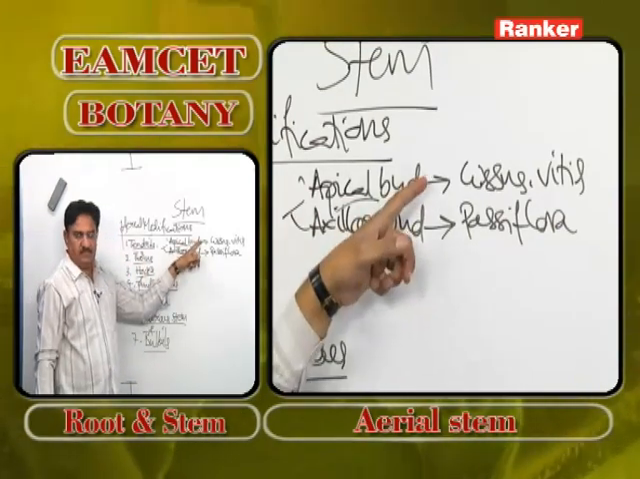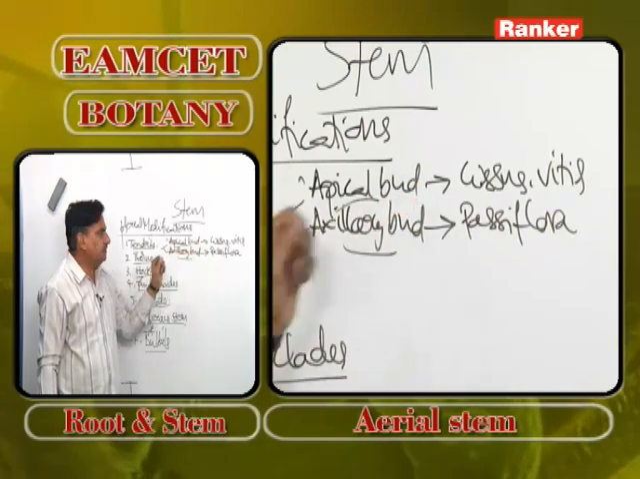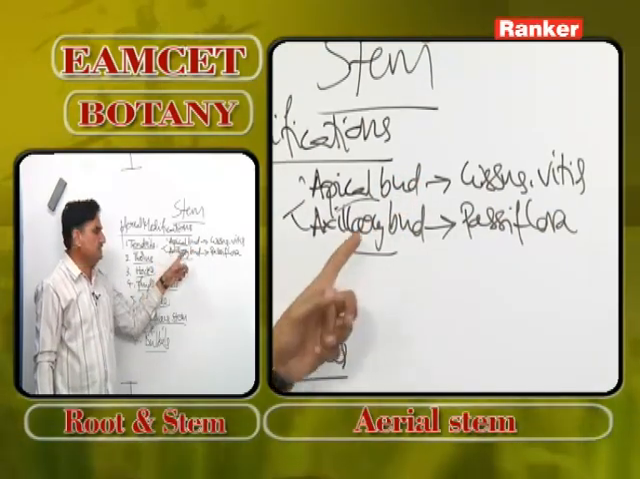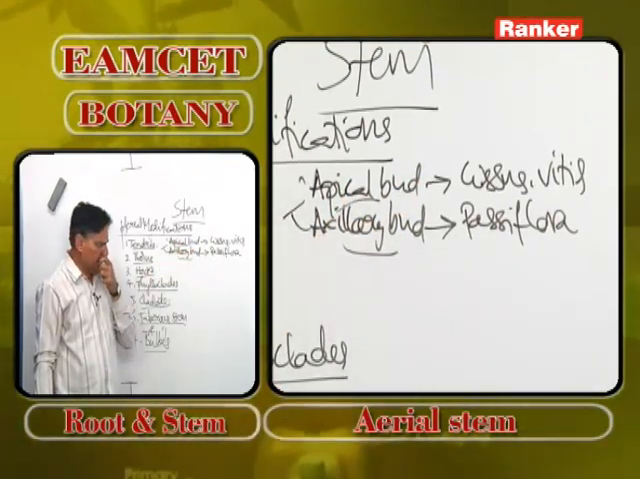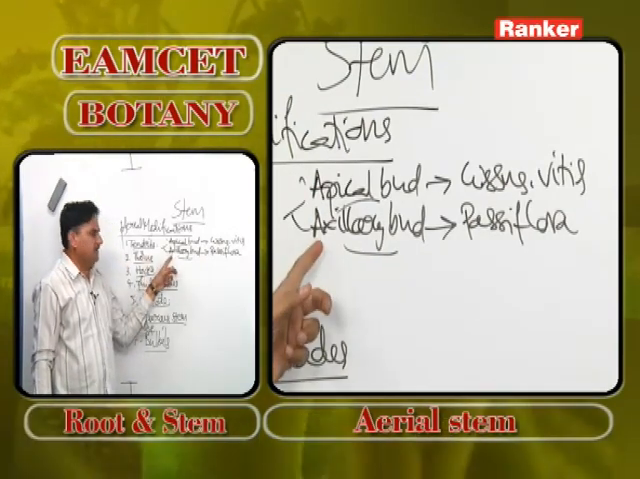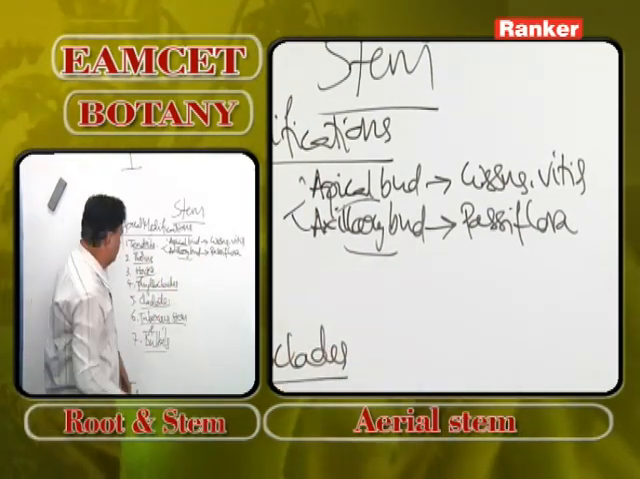In Cissus, tendrils are present opposite to the leaves, so a plant with leaf-opposite tendrils is Cissus. Vitis is grapes, where tendrils are present. Axillary bud is modified into tendrils in Passiflora.